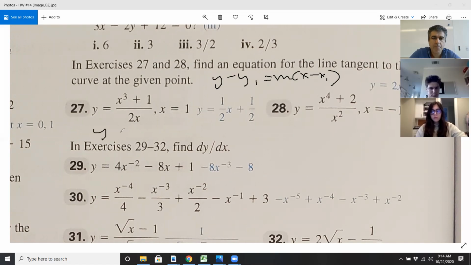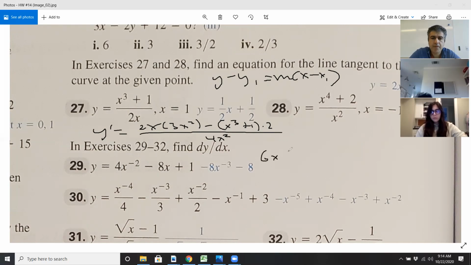But anyway, y prime is going to be low d high minus high d low, over low squared. So that's going to be 3x^3, no, 6x^3. And by the way, if I make any mistakes, please correct me. I'm human. I am going to make mistakes. Minus 2 over 4x squared. 4x cubed minus 2 over 4x squared.